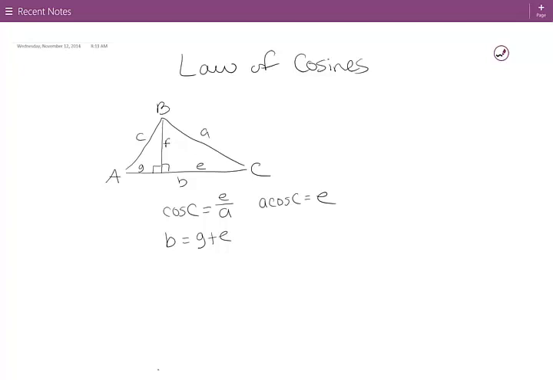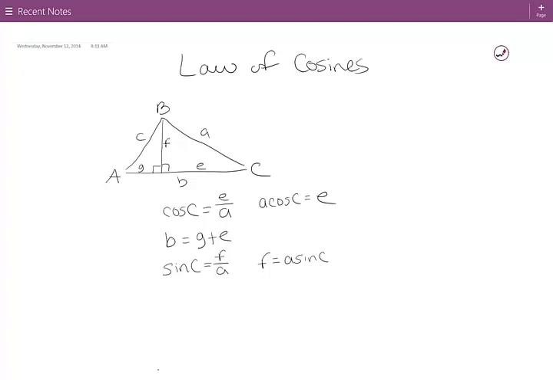Looking again at this same right triangle on the very right side, we can set up an equation for sine of C as well. So sine of C is equal to opposite F over hypotenuse A. Therefore, F is equal to A sine of C.